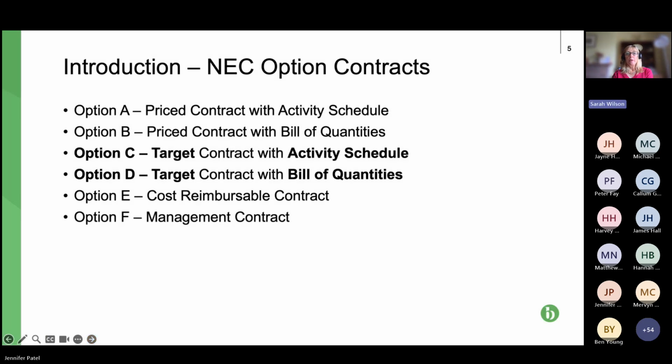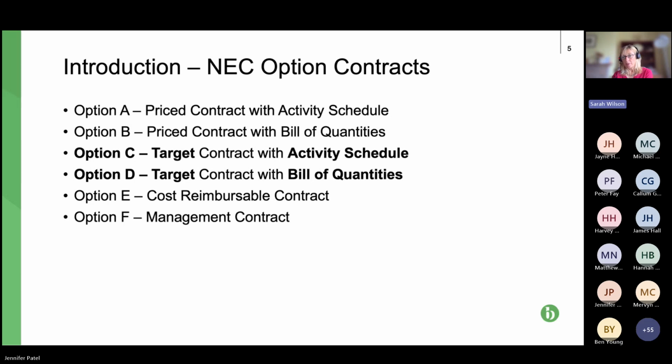So if we can move on to the next slide, Jen, please. If you were here last month, we looked at this slide, so I've replicated it, and you can obviously see option C and D, the ones we're looking at today. Just a brief summary as to the others. Essentially, option C and D, it's about pricing the contract. We can remove option F from our options here because that's a management contract. So we know what that is. Then we're left with options A to E.